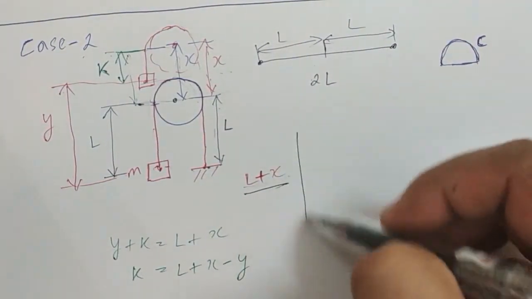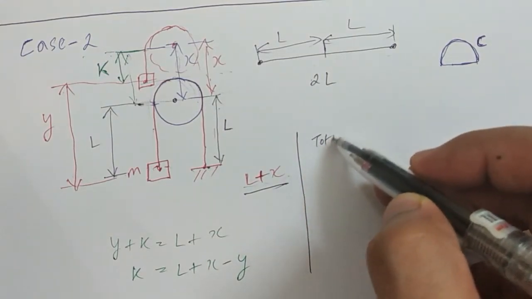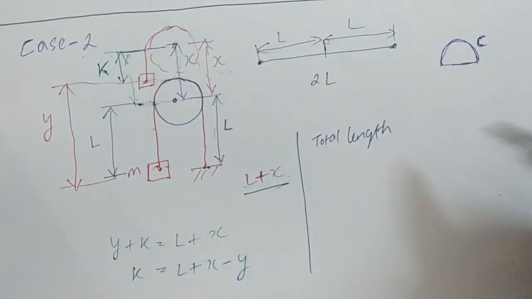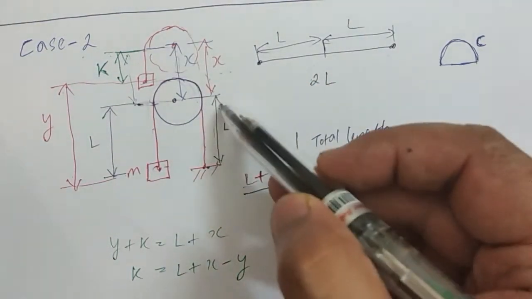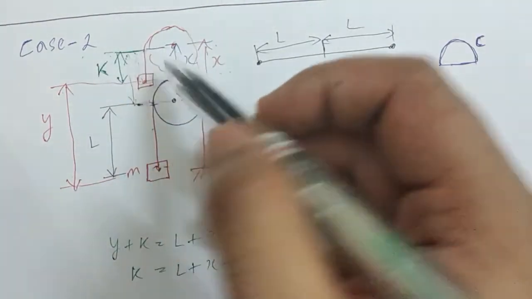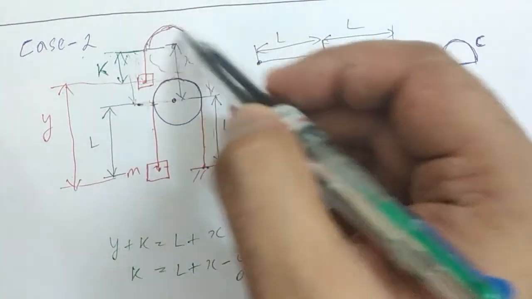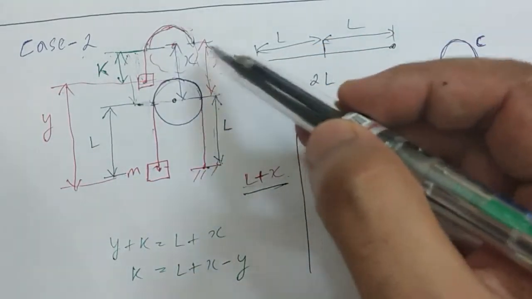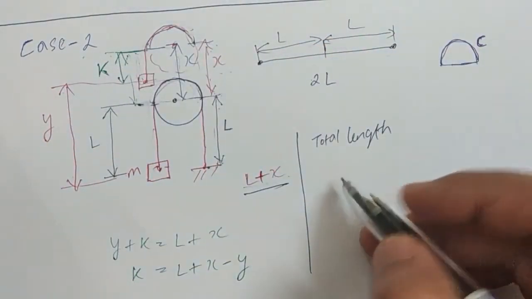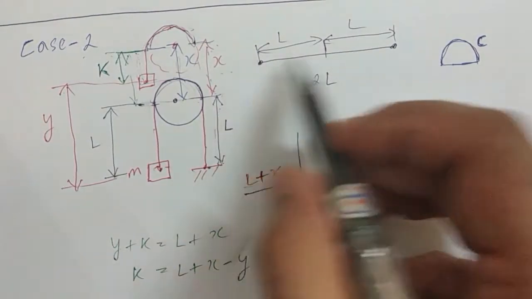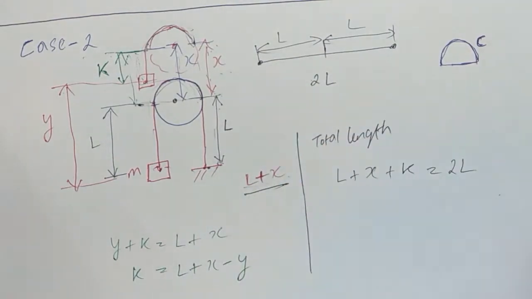So if you want to determine the total length after this movement of this wheel, then total length is L plus x plus k. Because I've said that this is already constant, this will never change, we just need to consider this length L plus x plus k. So the total length now is equal to L plus x plus k, and we know that the total length is 2L, which is always constant.